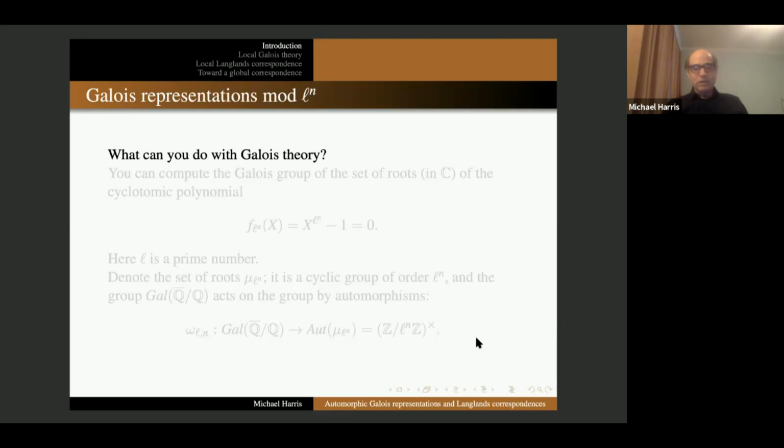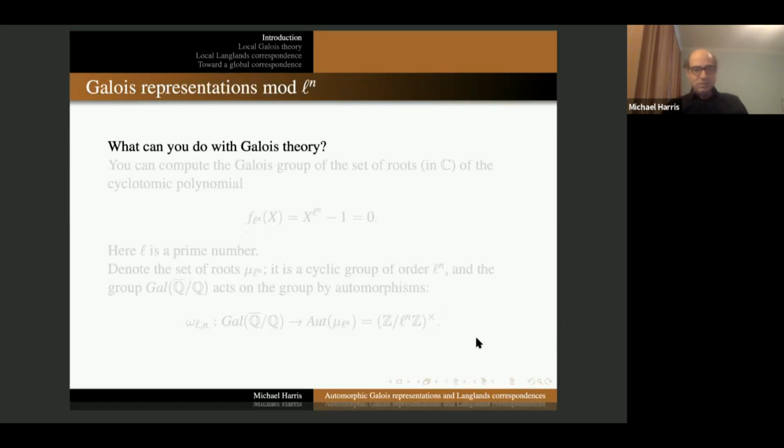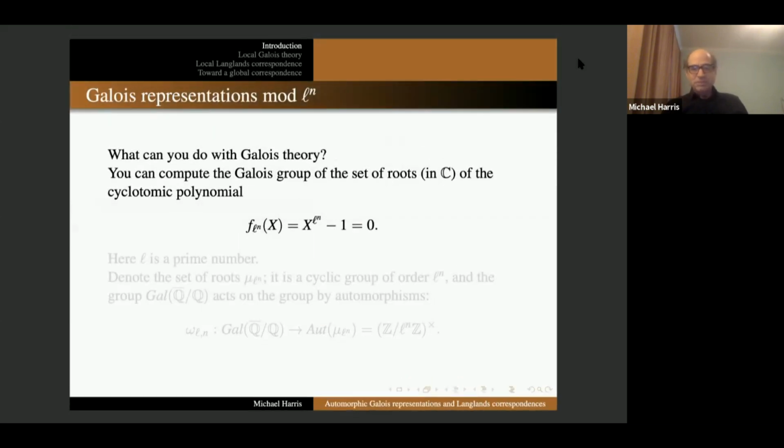There's at least one calculation that people do study. You can compute the Galois group. That's what Galois theory does. It tells you how to compute a Galois group. And you can compute the Galois group of the set of roots of polynomials, not very many polynomials, it turns out, but at least this one, the cyclotomic polynomial, whose roots are the L to the nth roots of unity. And L, I didn't tell you what L is, it's a prime number. And we're going to give a name to the set of roots. The roots, call it mu L to the n.